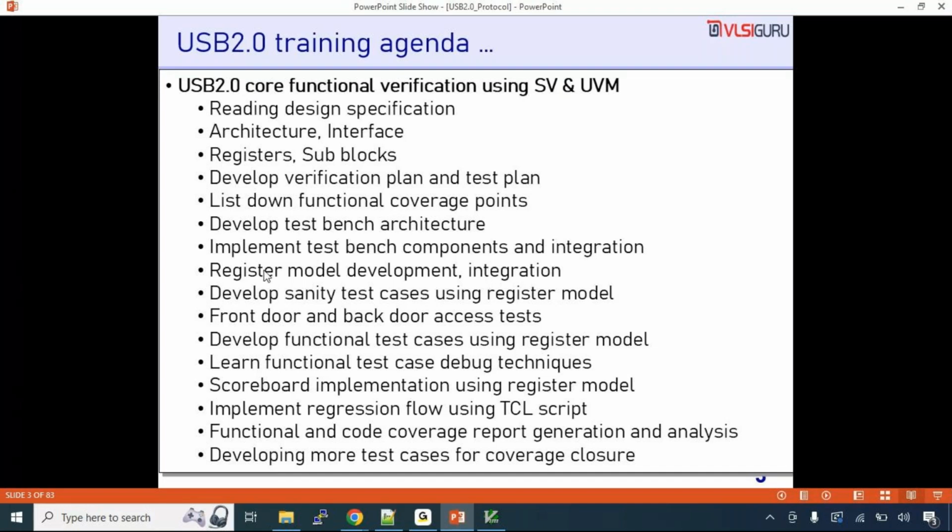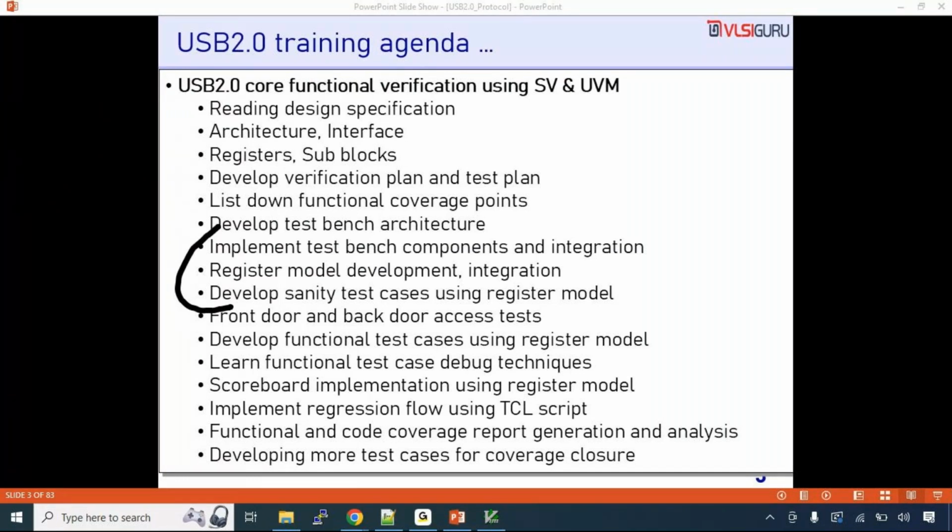This is one important concept which is applicable in every project. Any project you get into, whether it is module level verification, subsystem level verification, or SoC level verification, you need to work on register model development, and you need to work on integrating it and developing the corresponding register access test cases. So I'm talking about something which is common in all projects. This would give you exposure to how to go about register model development, integration, and test case development.